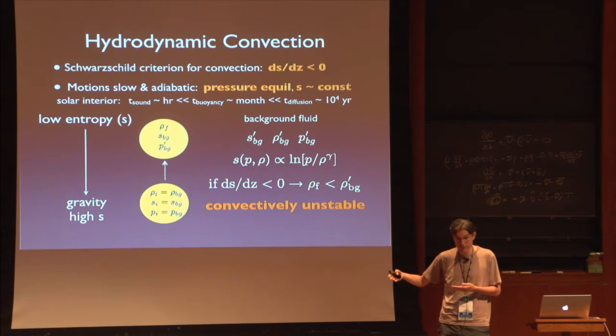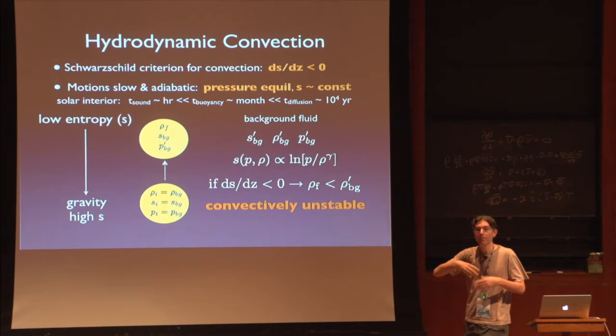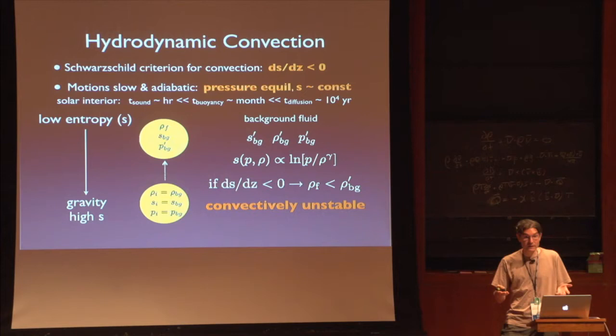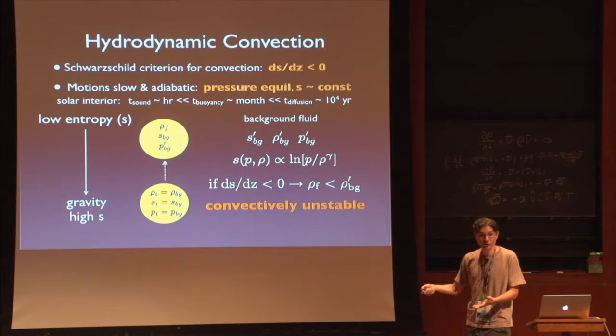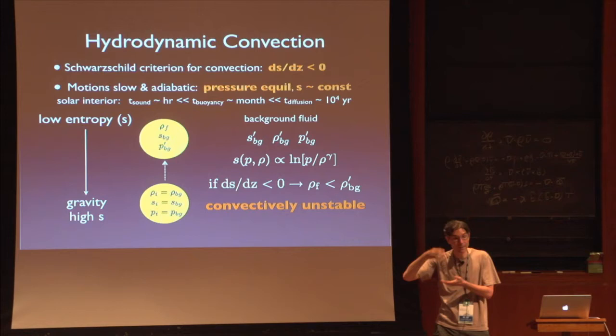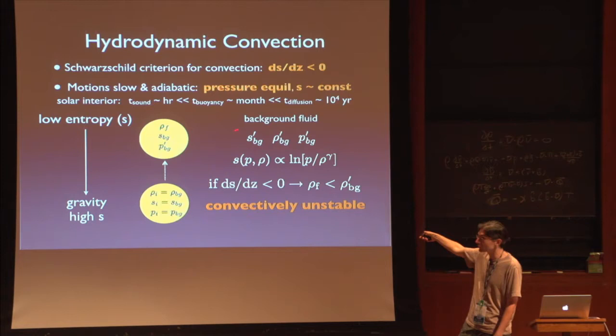Negative entropy gradient is unstable for the reasons I've given here. Positive entropy gradient is stable. And what's confusing is that buoyancy, which is driving the instability, cares about density differences. So why is it that we're worried about the entropy gradient? The fundamental reason comes through these assumptions: pressure equilibrium and adiabatic motions. Those tell us that whether or not the blob is denser or less dense than its surroundings is governed by the background entropy gradient in the fluid.